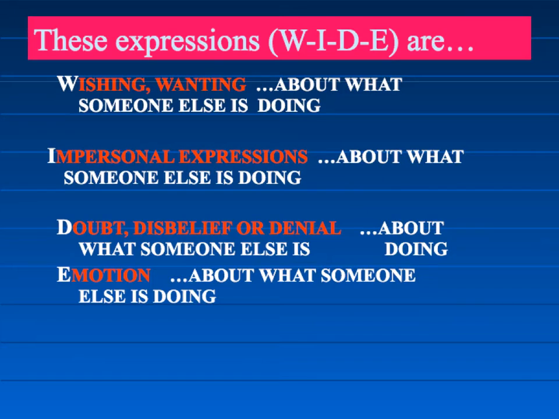If you think of the acronym WIDE, wide, then we have a category of verbs, when you are wishing or wanting someone else to do something. If you are using an impersonal expression about what someone else is doing, if you're expressing doubt, disbelief, or denial about what someone else is doing, or emotions about what someone else is doing, then in that second half, the "about" part of your sentence, you're going to find a subjunctive verb form. So, in the second half of the sentence.